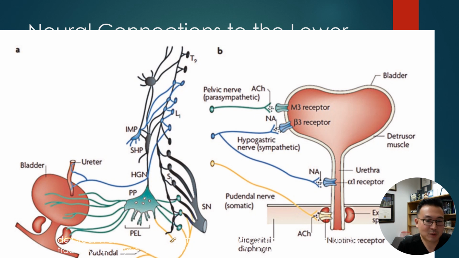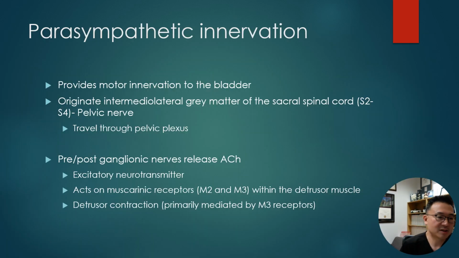There's a complex interplay between the pelvic nerve, which is a parasympathetic input to the bladder, the hypogastric nerve, which is the sympathetic input to the bladder and sphincter mechanism, and the pudendal nerve, which is a somatic nerve and innervates the external urethral sphincter. First, we'll start by discussing the parasympathetic efferent innervation to the bladder.